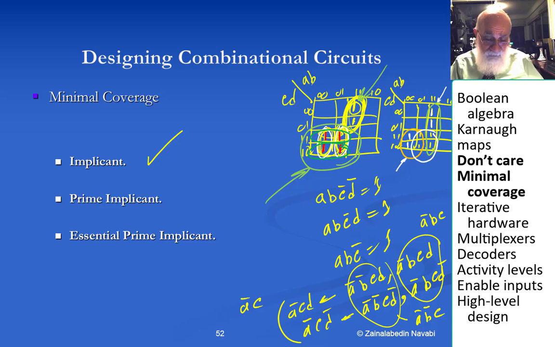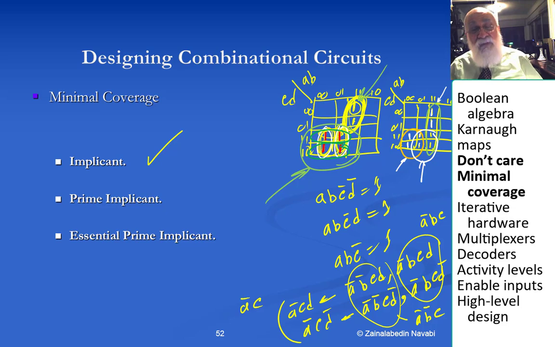But look at the white one. The white one has these 2 ones on the left that the orange map covers them. It has 2 ones on the right that the green map covers them. And therefore, the white one is not an essential prime implicant. In this function, I have many implicants. I have 3 prime implicants and I have only 2 essential prime implicants.